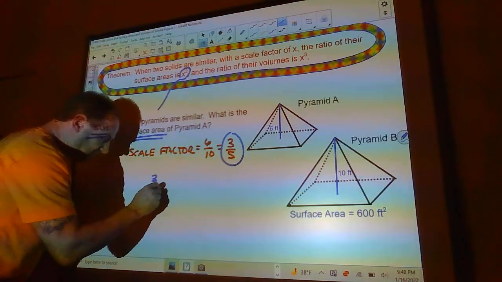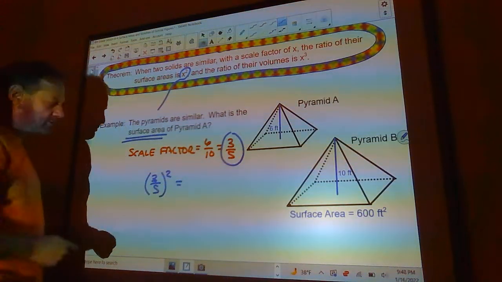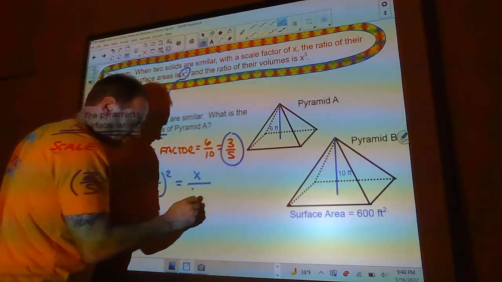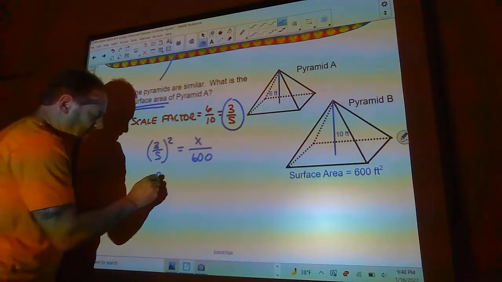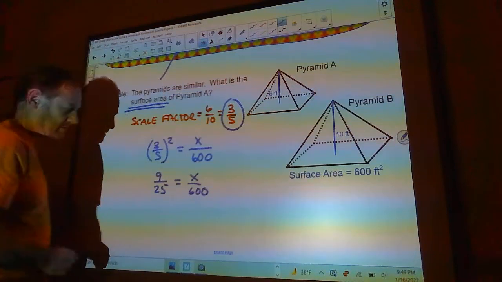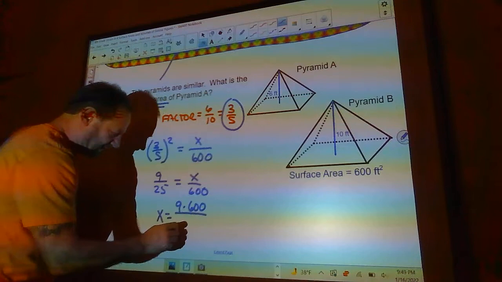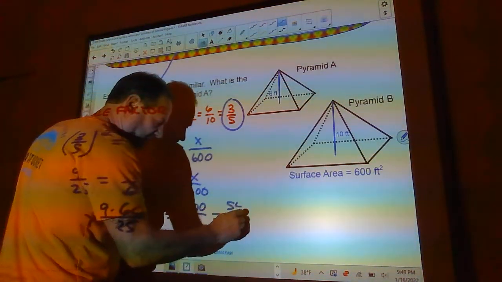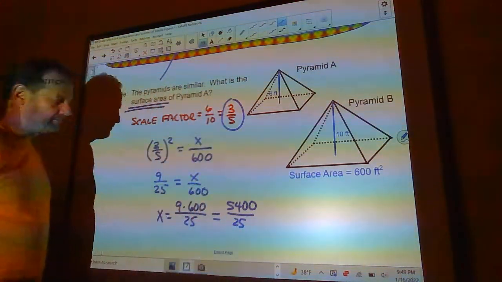So I'm going to take 3/5 squared will equal something, I don't know what this one is, over 600. And I need to solve this. So this is going to be 9/25 equals x over 600. And so x is going to be 9 times 600 divided by 25. Okay, so that's going to be 5,400 on the top and 25 on the bottom.